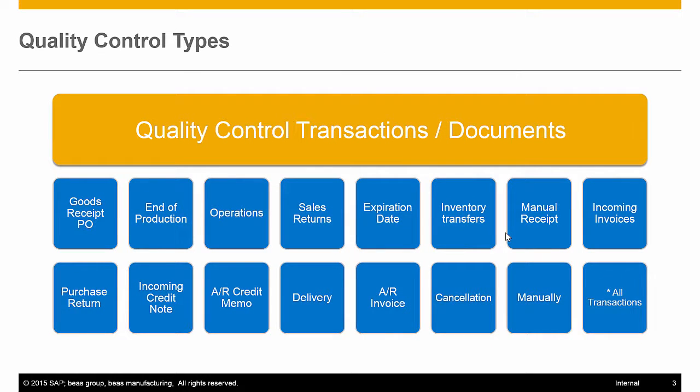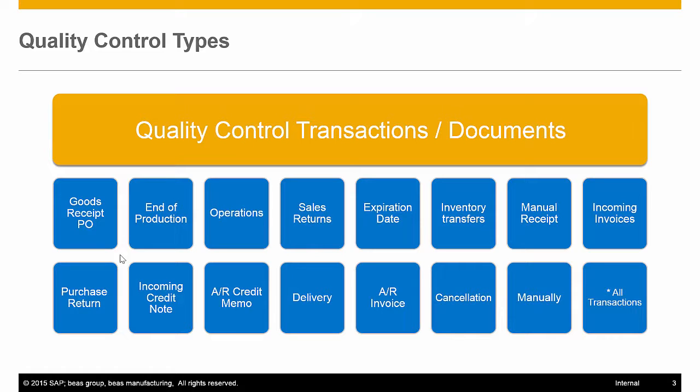Let's start talking about the different quality control types we provide with beas. Of course, we do quality control mainly because of material transactions. There you have a material transaction, you can apply quality control. But most of you know that different transactions happen when you create or manage different documents in SAP Business One. So now we see in these blue boxes many different transactions or documents where we can apply quality control. Good receipt purchase orders, when the production finishes, so this is what we call end of production.